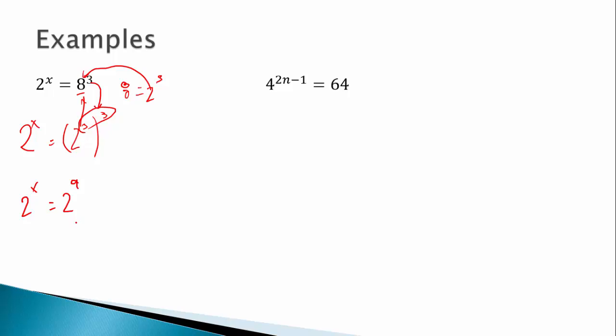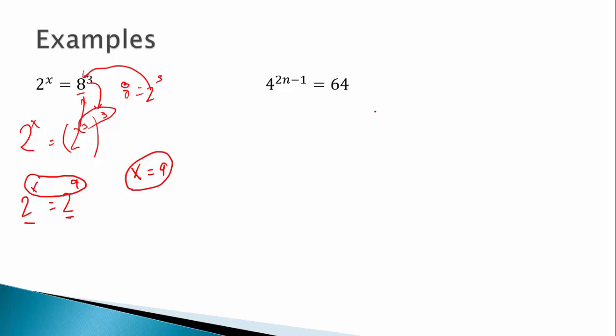And now we get to go back to that property from the last slide. I have like bases. So all I must do is set the two exponents equal. Now I can rewrite this problem as the equation x equals 9. And what do you know? I've solved for x. X is already isolated. X equals 9. And if you were to check this, 2 to the 9th power does get you the same thing as 8 cubed.